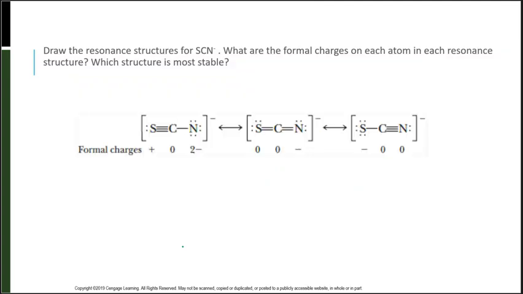Let's look at SCN⁻ again. We drew this on a previous slide. We said that for SCN⁻, we could have a triple bond and a single bond, two doubles, or a single and a triple. And if we found the formal charges on S and C and N in all three of those resonance structures, this is what we would be left with. That negative 2 charge is the biggest negative or positive charge of all of them, so I'm going to cross that off. It's unfavorable. Then we can see we've got 0, 0, negative 1, and negative 1, 0, 0.